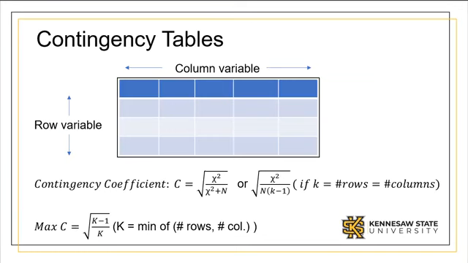The contingency coefficient is never greater than 1 and is dependent on the total number of rows and columns. A formula for the maximum contingency coefficient is given. Here, K is the minimum number of rows and columns.